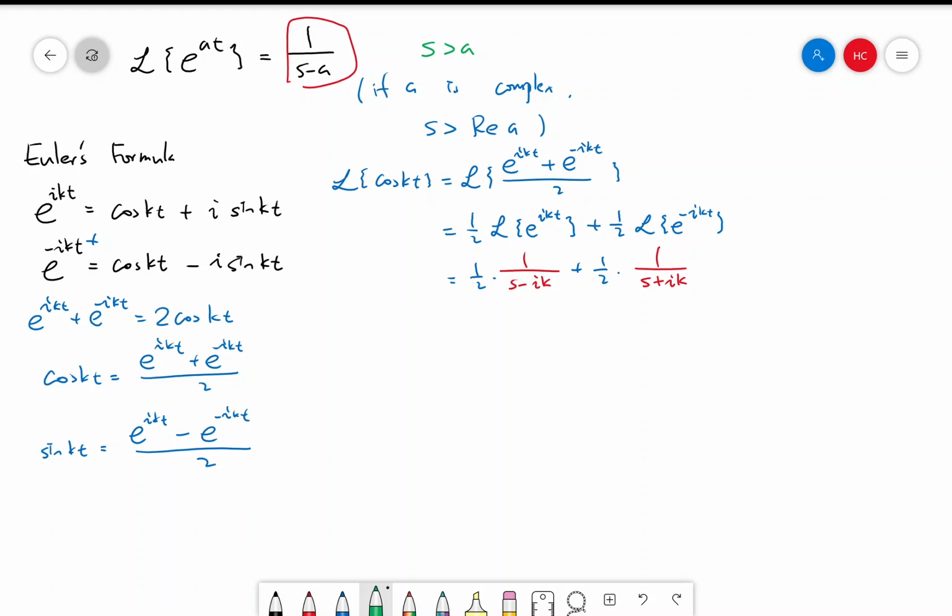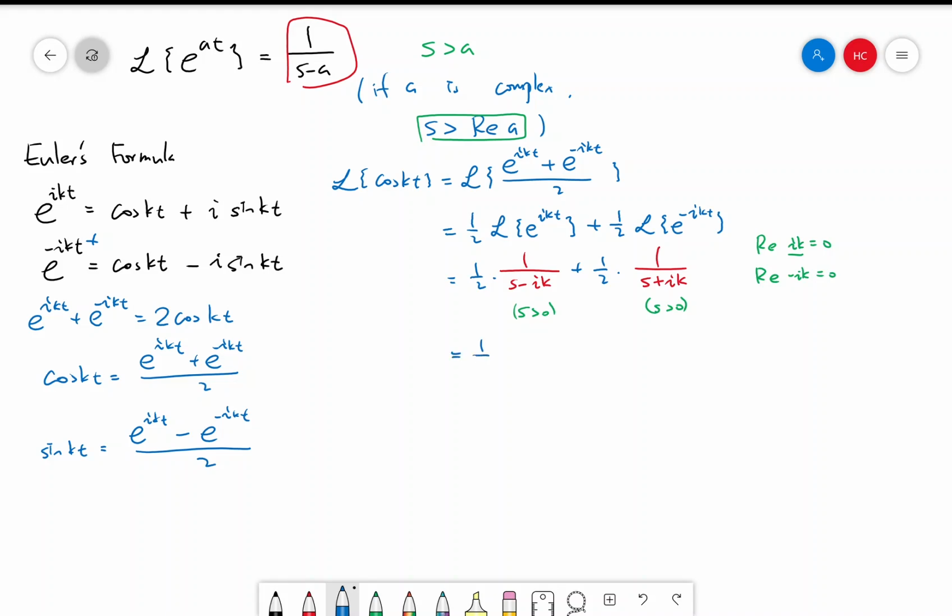And because we use the condition s is greater than the real part, and the real part of ik is 0 because it's i times k, so it's pure imaginary. Same thing with the real part of negative ik, it's also 0. So the condition for both of them is s greater than 0. So now we can combine the two fractions.